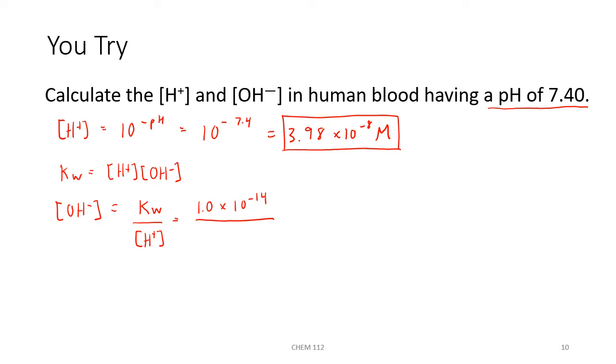And we just solved for the hydrogen ion concentration, and we got 3.98 times 10 to the minus 8th. That'll give us a hydroxide ion concentration of 2.51 times 10 to the negative 7th molar.